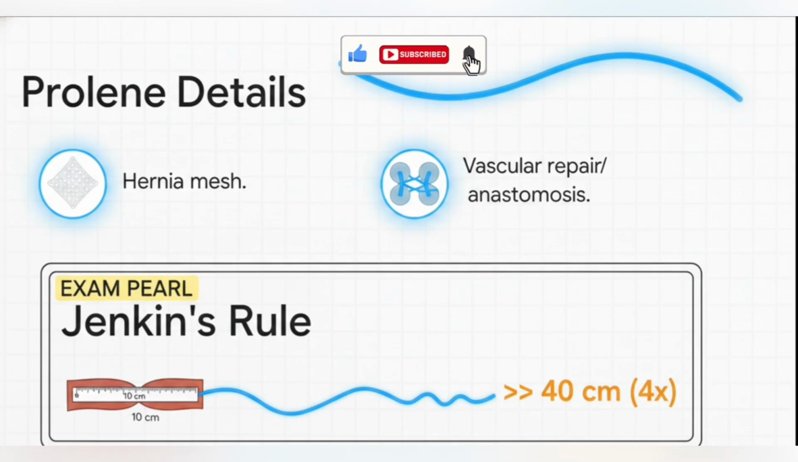Now, for abdominal wall closures, you must pay close attention to Jenkins' rule. The length of the suture thread you use must be greater than or equal to 4 times the length of the actual wound. Say a wound is 10 centimeters, then you need at least 40 centimeters of proline. This is an absolute must-know concept for any aspiring surgical resident.